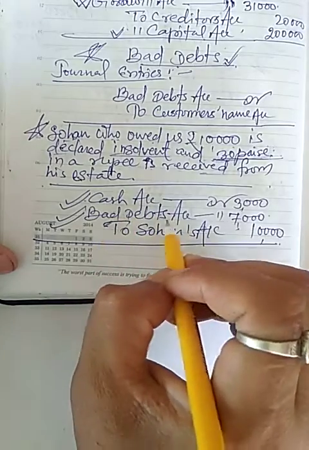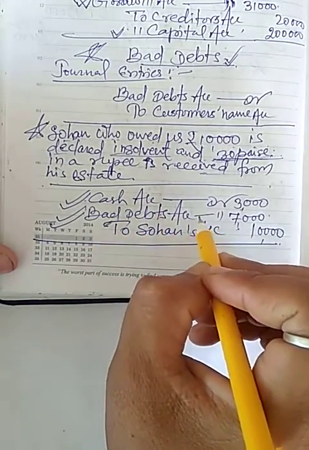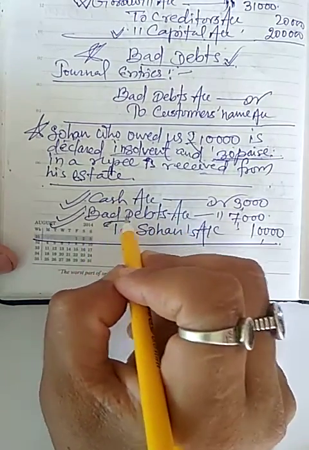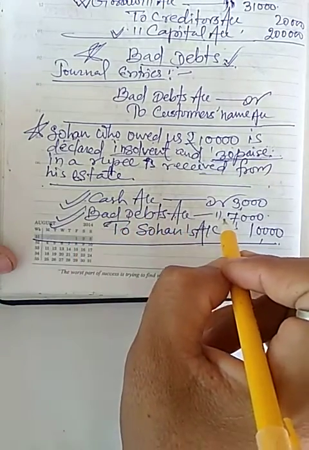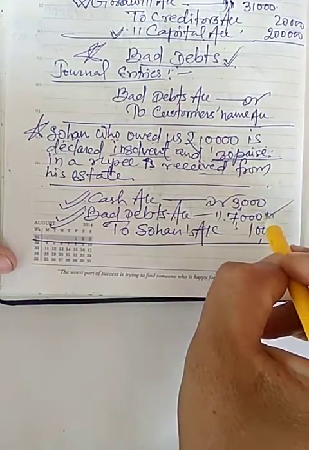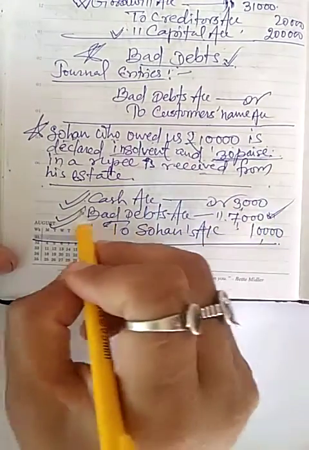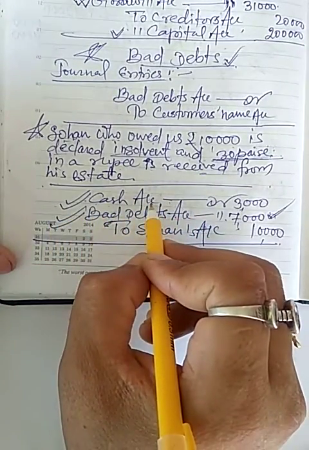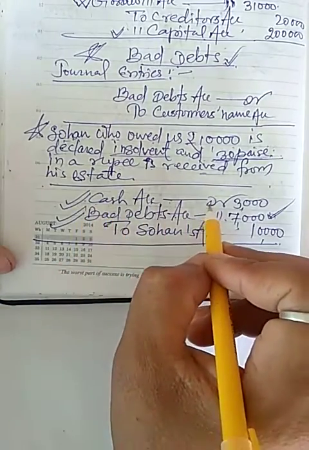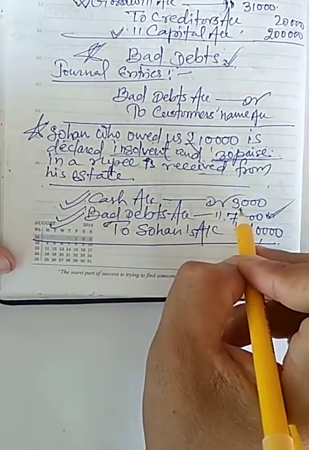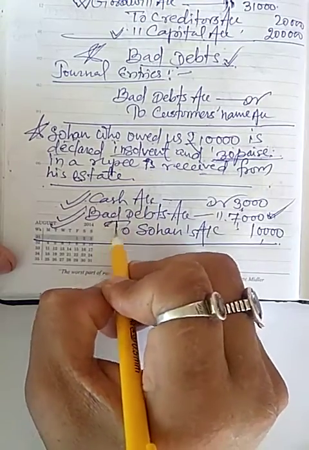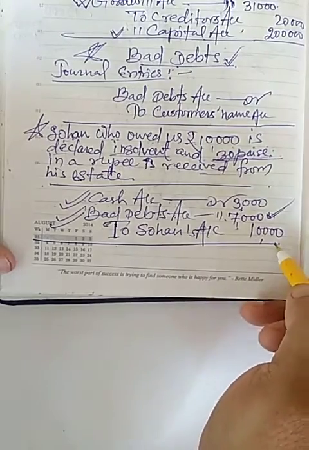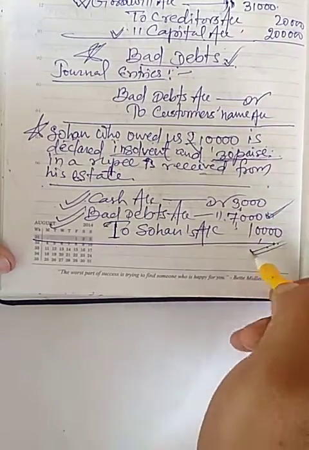So according to the rule of real account and nominal account, debit all the expenses and losses. 7,000 will be debited as bad debt, and according to real account, debit what comes in, which means cash is coming into my business, so it will be debit. And Sohan is the giver, a personal account, so their personal account is credited.